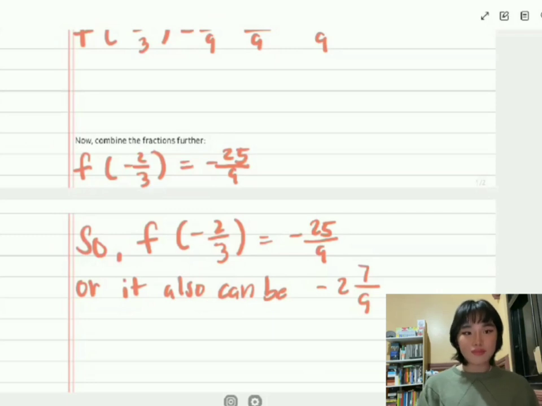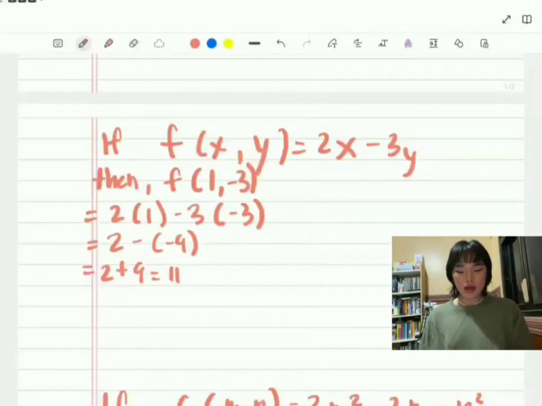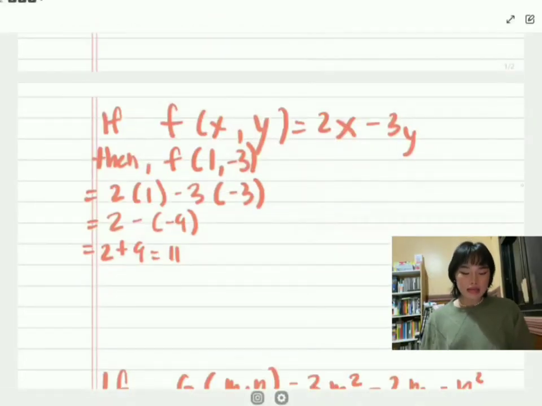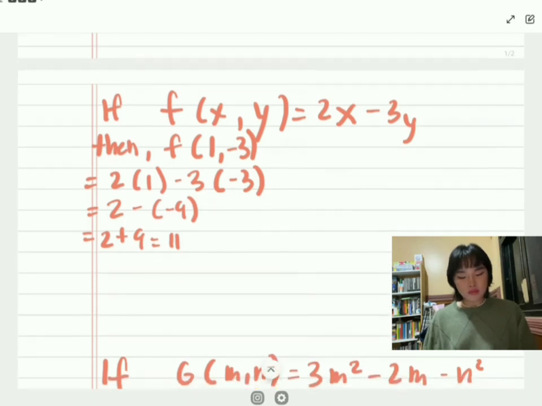And now, if we have f(x, y) = 2x minus 3y, then f(1, negative 3) is equal to 2 times 1 minus 3 times negative 3, which is equal to 2 minus negative 9, and it will be equal to 2 plus 9, which is equal to 11.